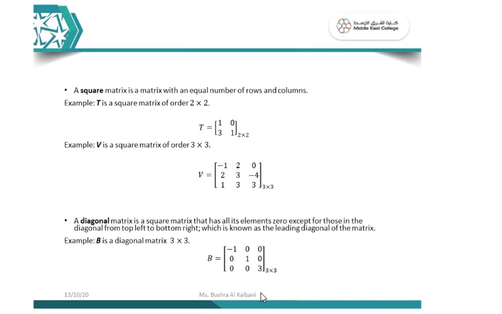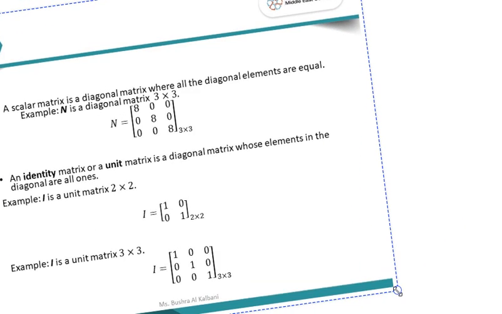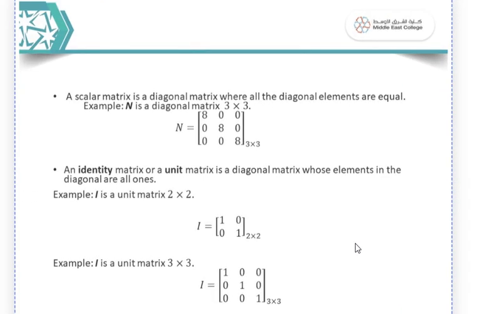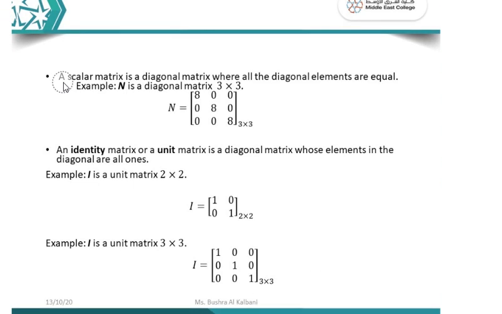Okay, now here, if you have another type of matrix, for example a scalar matrix. What's the meaning of scalar matrix? If a matrix is called a scalar matrix, that means it should be a square matrix, and it also has a diagonal. So a scalar matrix is a diagonal matrix, a square matrix, and also the elements on the diagonal are the same, they are equal. Each element on the diagonal is equal.